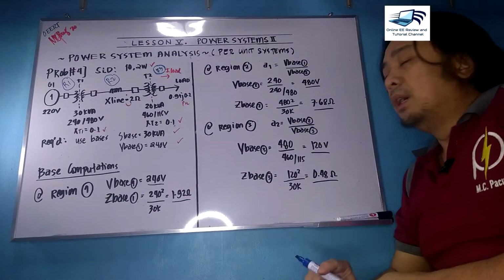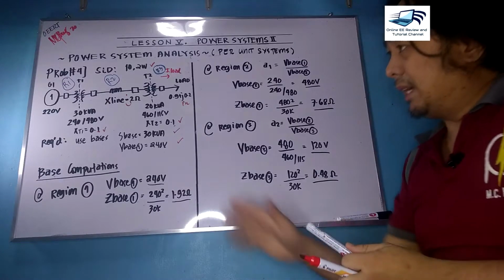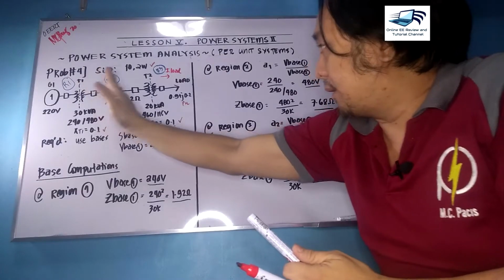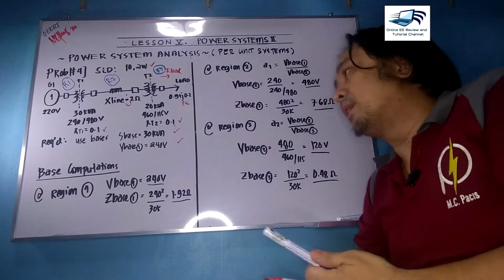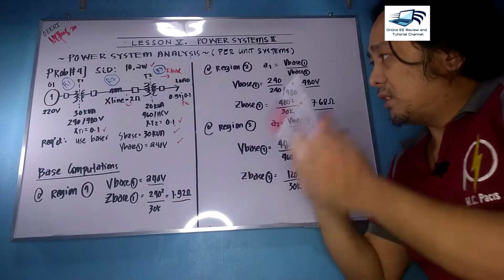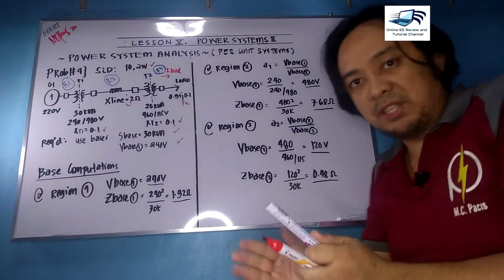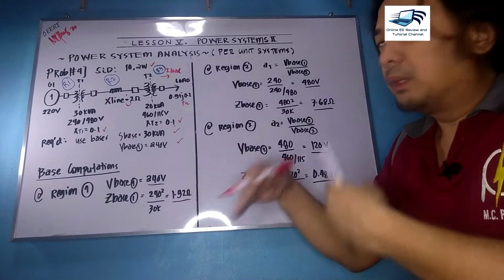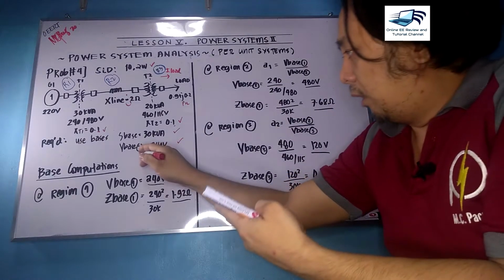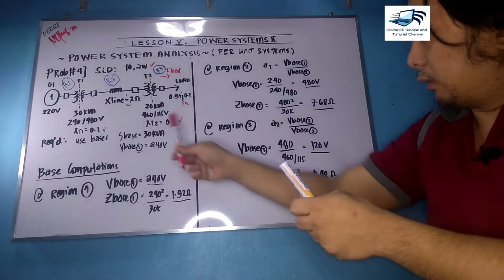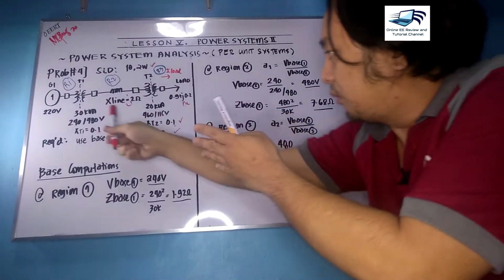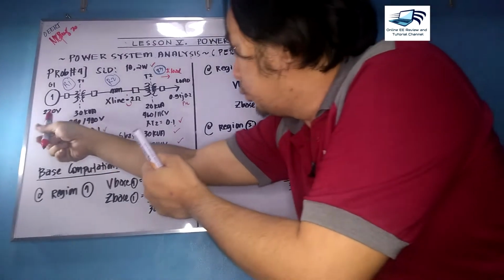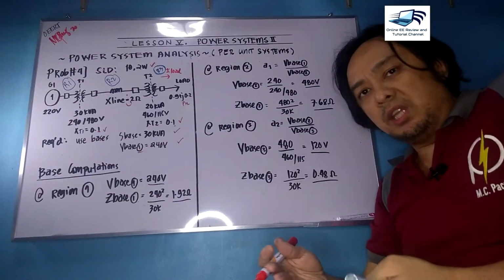Okay, in this case, if you have two transformers here, you expect three regions, but it depends on the power system, as long as it has the same base per region. We can select where we start on the solution. You can start at 115 at region number 3, you can start at 480 or 460 at region number 2, or you can start at region number 1 using 220, 240. The answer is still the same.